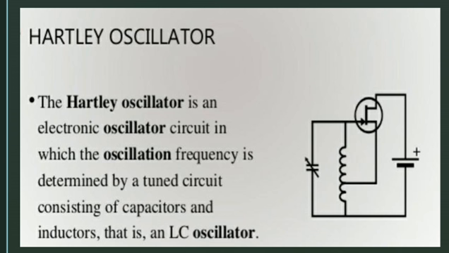Hartley oscillator. So this is the circuit for the oscillator. Okay students, now see this. This Hartley oscillator is an electronic oscillator circuit in which the oscillation frequency is determined by the tuned circuit, which consists of capacitors and inductors. That's why it is an LC oscillator. L means inductor. See, this is the inductor coil, and this is the capacitor. So the frequency tuned circuit consists of capacitor and inductors.